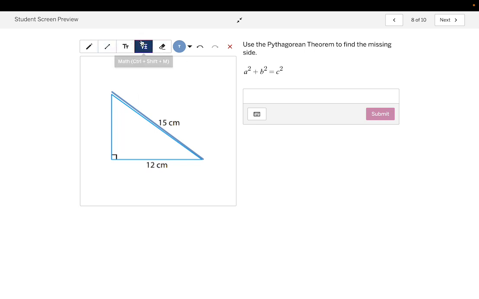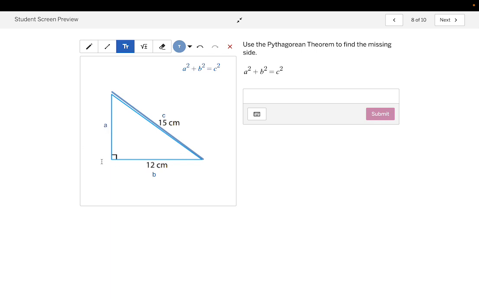It doesn't matter. Okay, so I'm going to copy the formula down again: a squared plus b squared equals c squared. Then I'm going to start labeling a, b, and c. The hypotenuse has to be c, so I'm going to put a c above that 15. For the 12, that can be a or b. It doesn't matter, so I'm going to call it b, and this other side over here is a. That's going to be our variable that we're solving for.